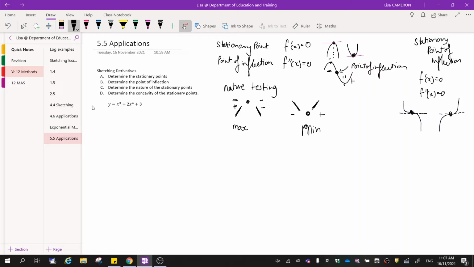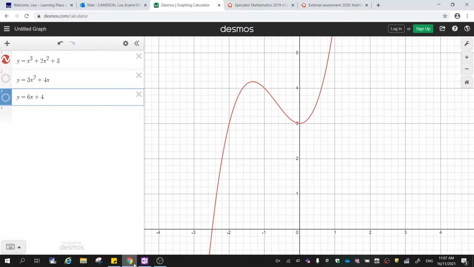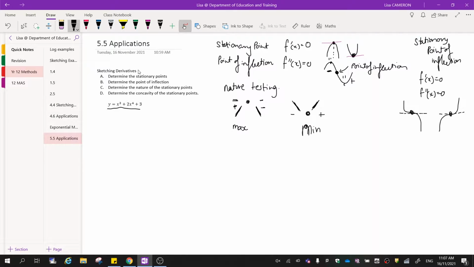Okay, so let's look at this through a worked example. We're going to start off with this part here. So y equals x cubed plus 2x to the power of 4 plus 3. Let me just check Desmos. I'm going to change that one to a 2. That's better. Okay, so determine the stationary points. That means I'm going to calculate the first derivative of this function, which means I'm going to differentiate our function with respect to x.